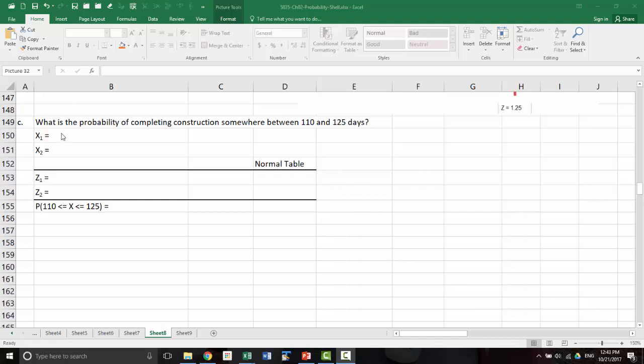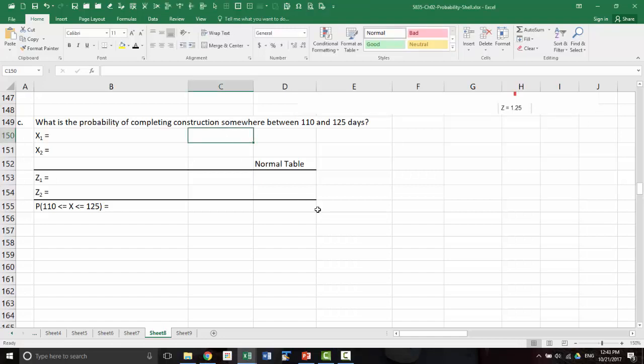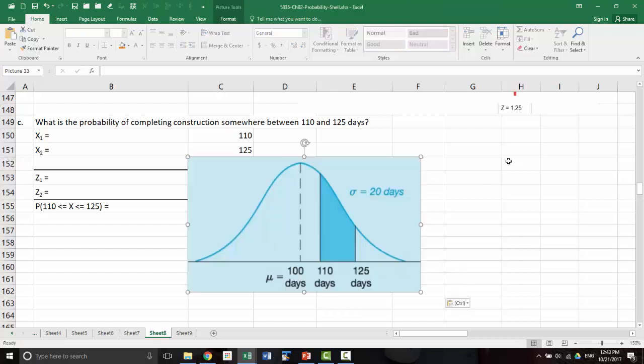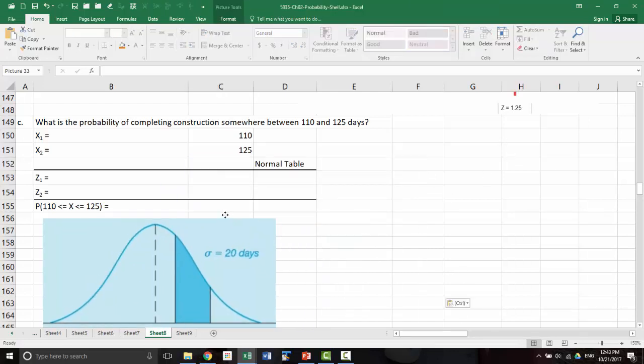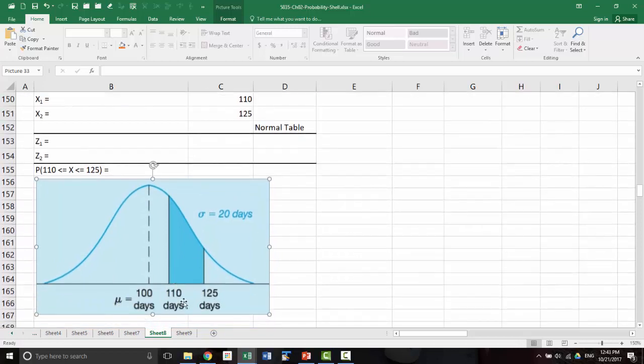All right, next we want the probability of completing the construction somewhere between 110 and 125 days. So we want to go from 110 to 125. What is that probability going to look like? That probability looks like this, from 110 to 125. So this is what we want.